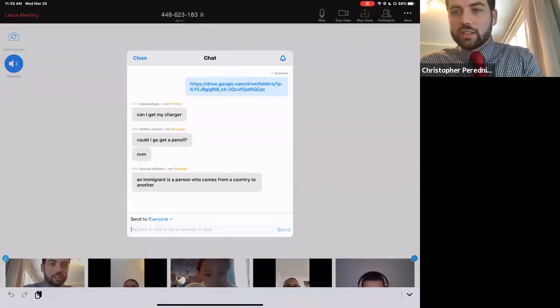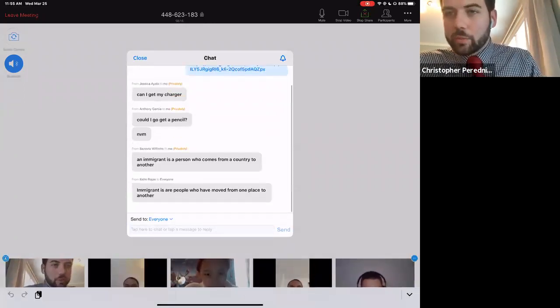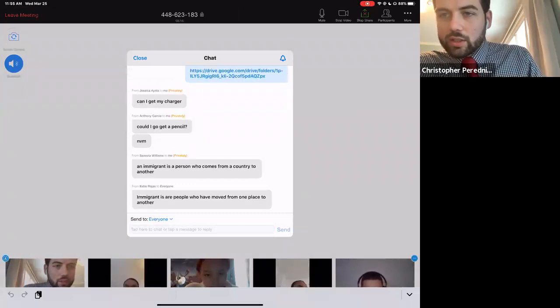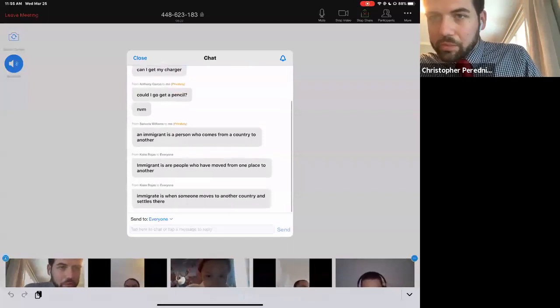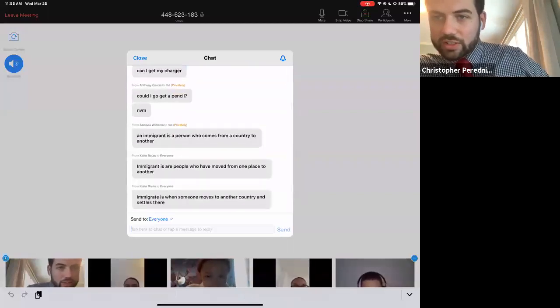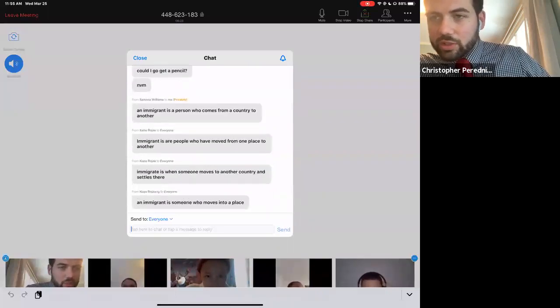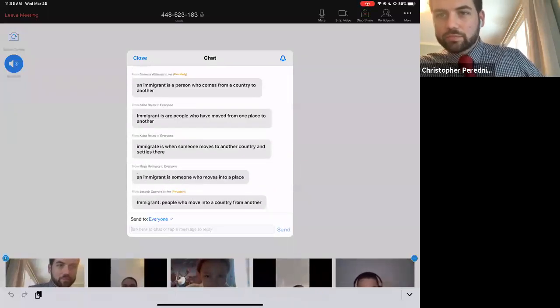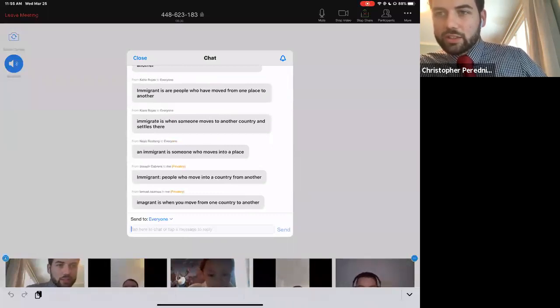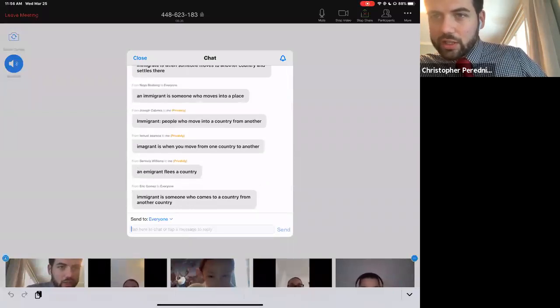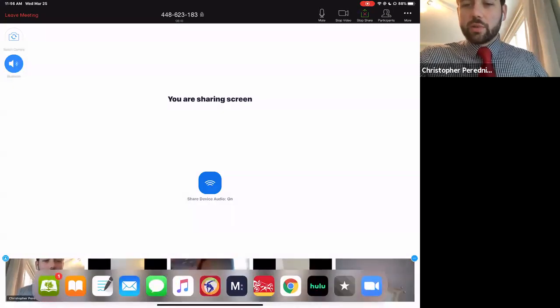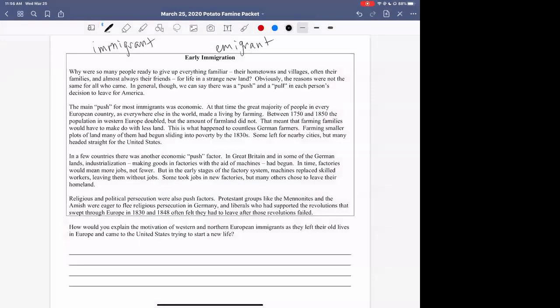Okay, so Synovia says, an immigrant is a person who comes from a country to another. Katie says that an immigrant is a person who has moved from one place to another. Kiara says an immigrant is when someone moves from another country and settles there. Naya says someone moving from place to place. Manuel says when you move from one country to another. Synovia says an emigrant is someone who flees a country. So I think we've got enough responses here to keep going. That is correct. I think that everybody had the correct answer.